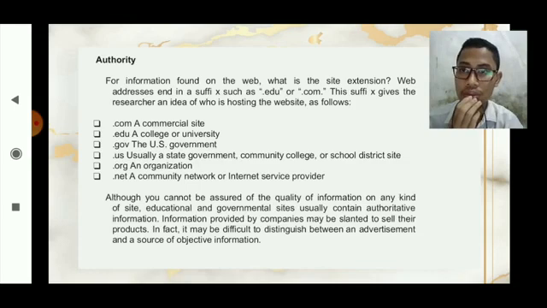Although you cannot be assured of the quality of information on any kind of site, educational and governmental sites usually contain authoritative information, and information provided by companies may be meant to sell their products. In fact, it may be difficult to distinguish between advertisement and a source of objective information.